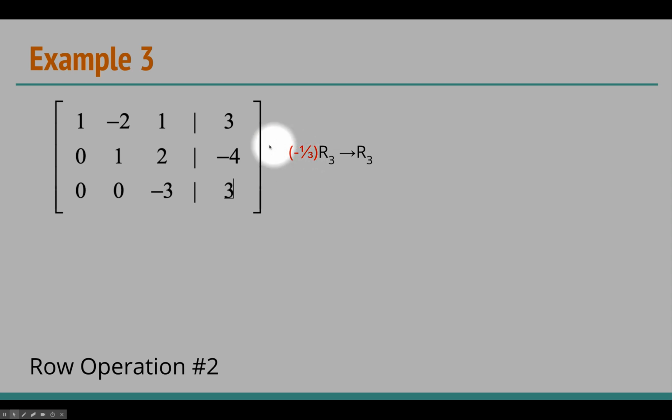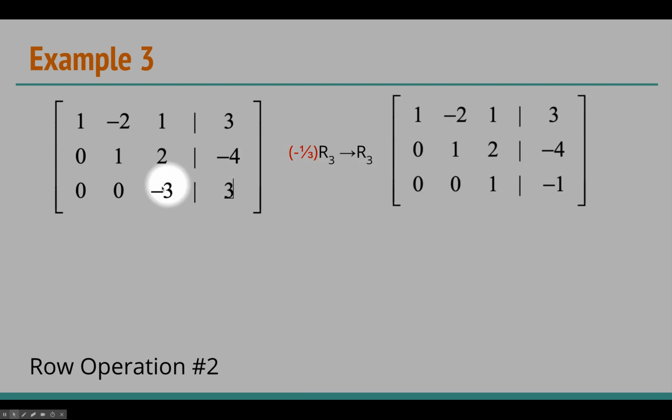So -1/3 times -3 is +1, and that's what I want. And I'm going to take that result for every single one of the 4 columns and put it back into row 3. So when I do that, it's pretty straightforward. -1/3 times 0 stays 0. -1/3 times the second 0 also stays 0. -1/3 times -3 gives me +1, which is what I want.